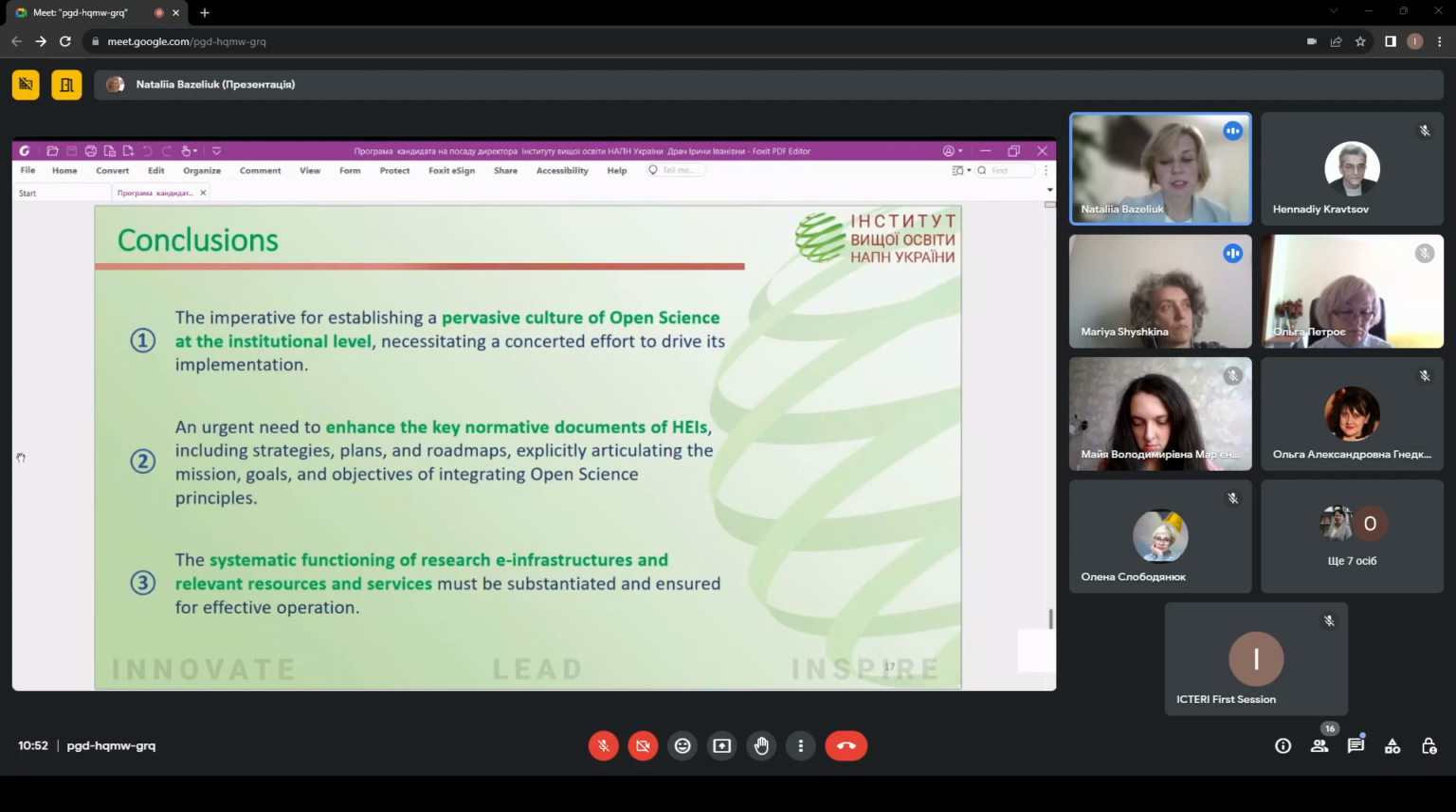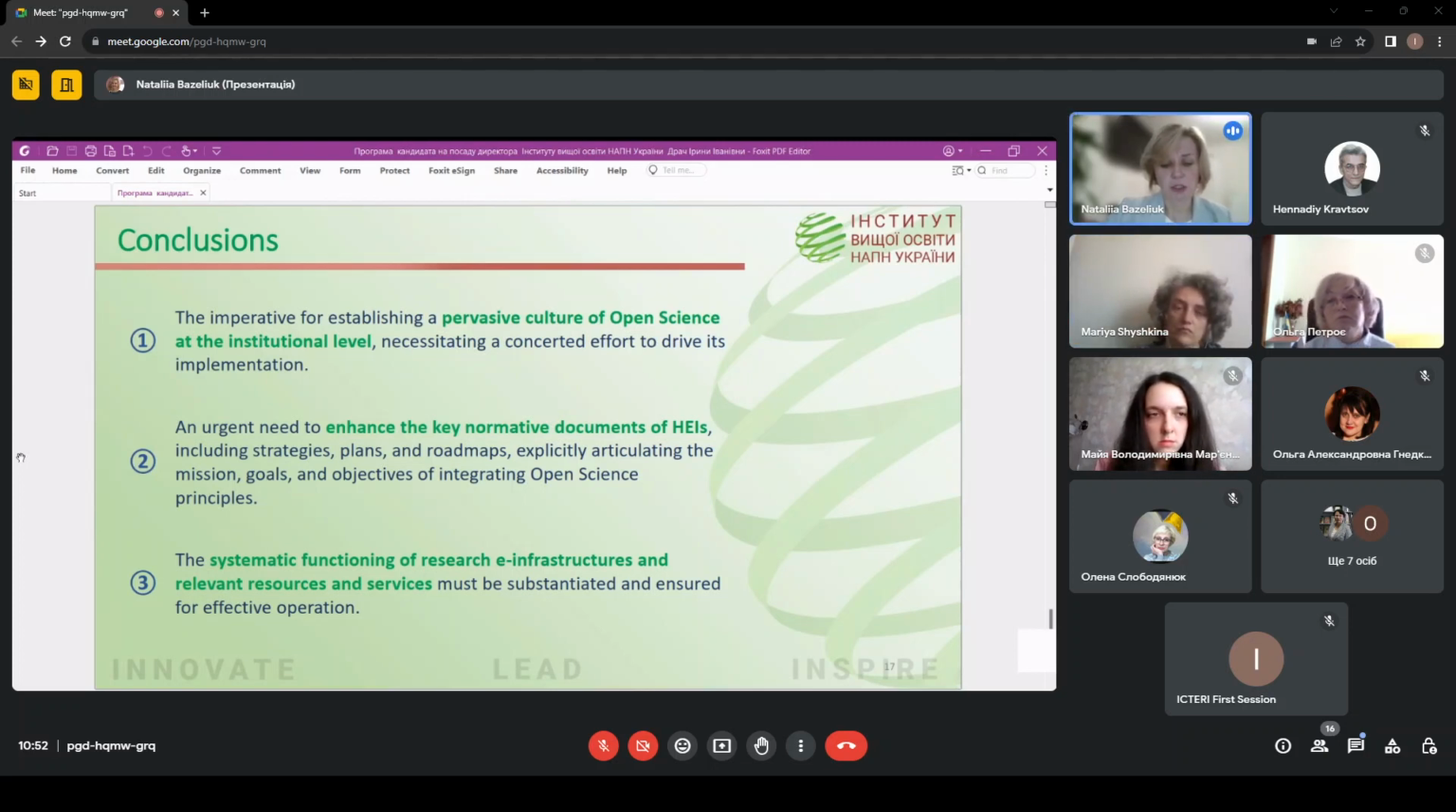support the imperative for establishing a pervasive culture of open science at the institutional level, necessitating a concrete effort to drive its implementation. There is an urgent need to enhance key normative documents of higher education institutions, including strategies, plans, and roadmaps, explicitly articulating the mission, goals, and objectives of integrating open science principles.